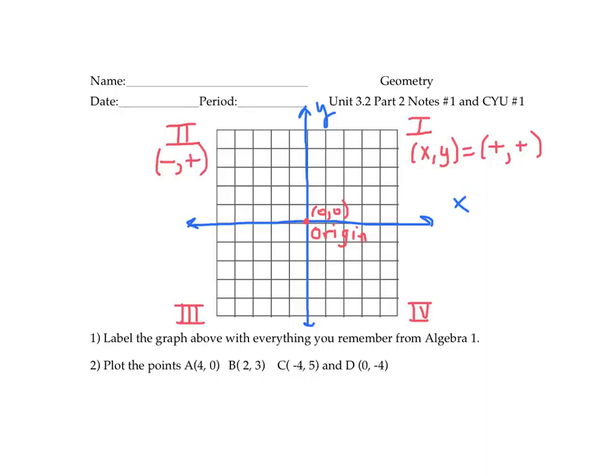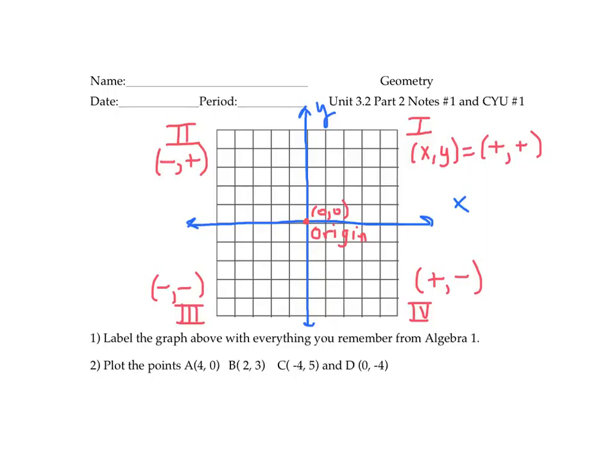In the third quadrant, x and y are both negative. You're moving in the negative direction on the x-axis, negative direction on the y-axis. And finally, in the fourth quadrant, you're moving in the positive direction on the x-axis, but negative direction for y, so it's positive, then negative.